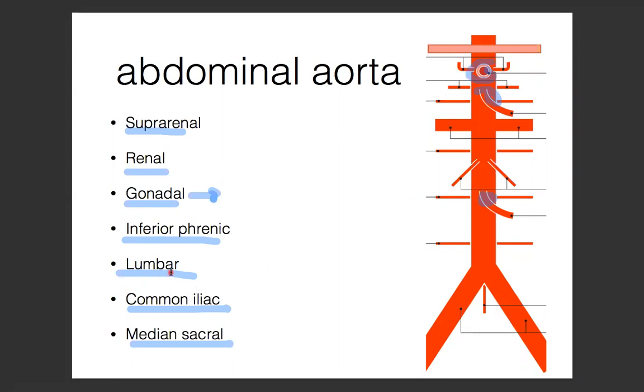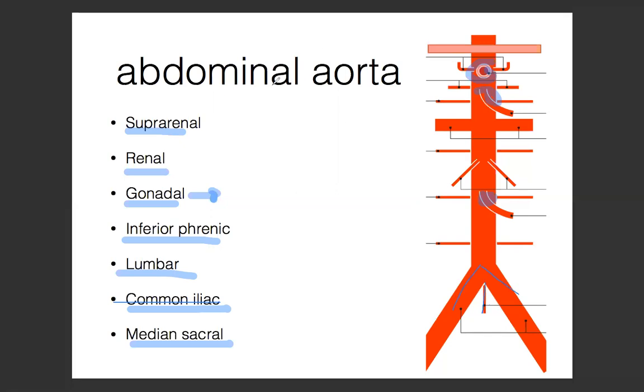Then the lumbar, which are four arteries coming off the side at the level of L1, L2, L3, and L4, basically supplying the abdomen. Then the common iliac and median sacral, which are at the bifurcation. The common iliac is the terminal branch: the aorta at the end gives the right and left common iliac. The median sacral descends from the area of the bifurcation itself.